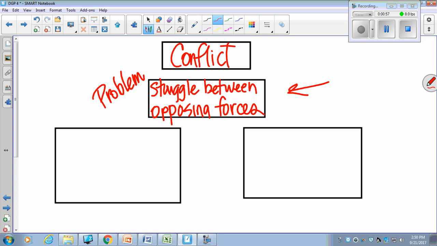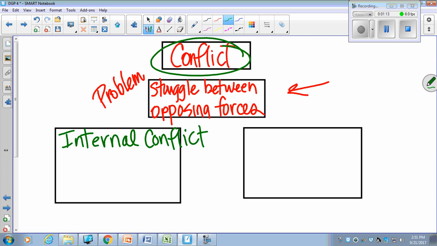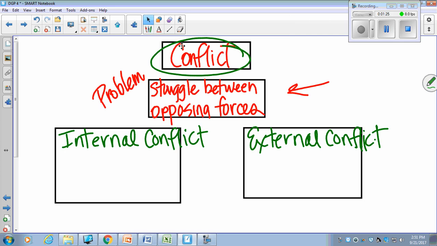And in all of literature, there are two types of conflict. You have your internal conflict, and you also have an external conflict. So take a minute and think about that. Look at your words, and you can probably figure this out. Internal is inside, and external, just like an exit sign, is out.